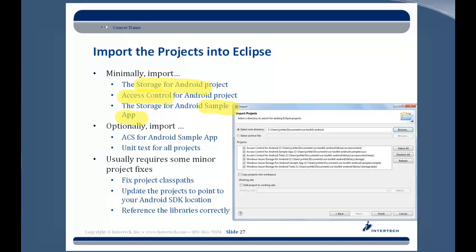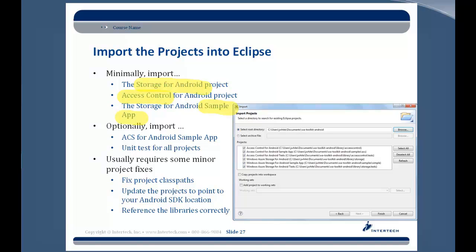In other words, if you're going to do ACS type of access, the more complex form of authentication, you'll also want to bring that in. And the unit test projects to do any unit testing of the actual Windows Azure Toolkit for Android API. Hopefully the application has already been unit tested by Microsoft and others, but if you're running into a problem, you might want to bring that project in as well.